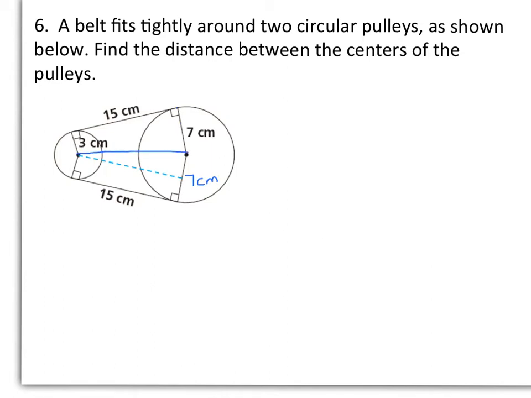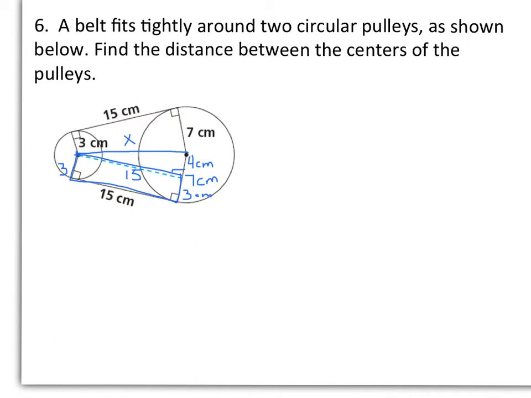So you'll notice we have a rectangle here in this bottom figure. So that means this length is 15. We are looking for the distance from one center to the other. In our rectangle, our sides are 3. Then if it has to add up to 7, that means this distance right here is 4. And here is my right angle.